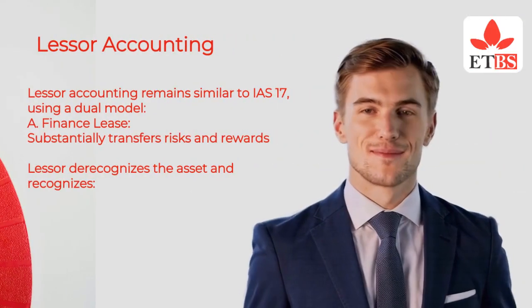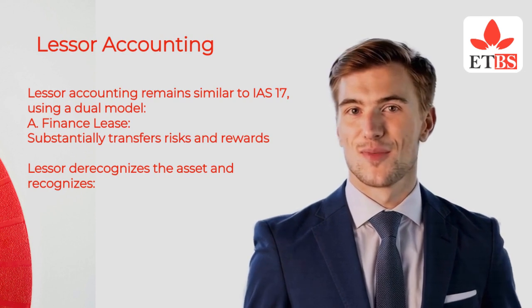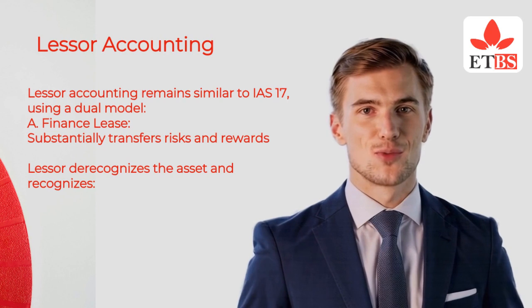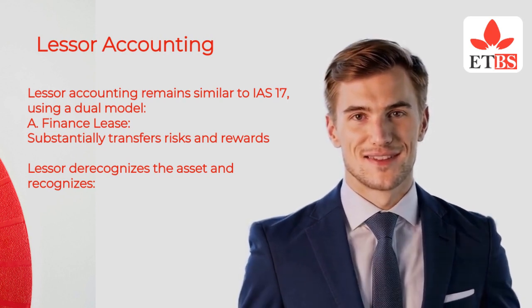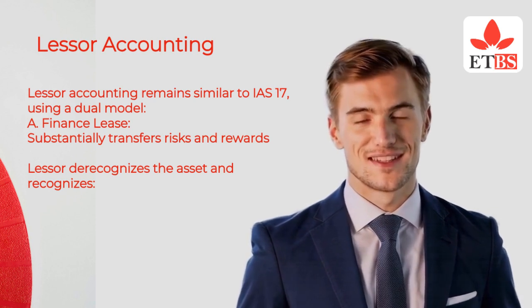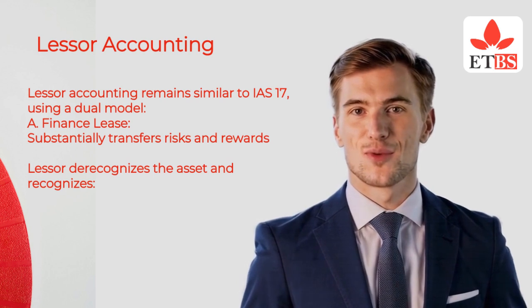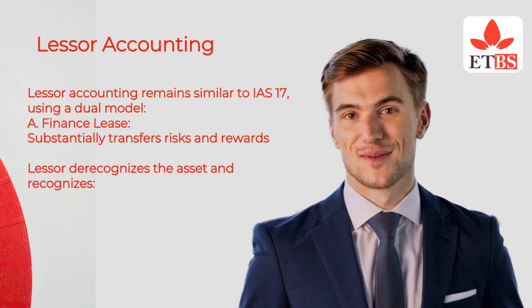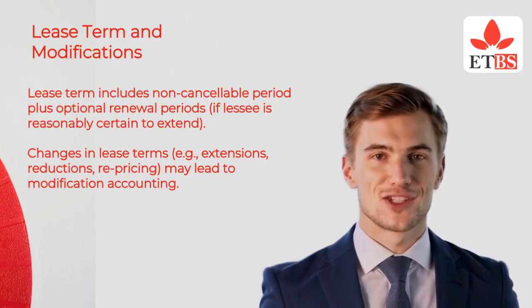Lessor accounting. Lessor accounting remains similar to IAS 17, using a dual model. A. Finance lease: substantially transfers risks and rewards. The lessor derecognizes the asset and recognizes a net investment in the lease, with finance income over the lease term. B. Operating lease: risks and rewards remain with the lessor, the asset remains on the lessor's balance sheet, and lease income is recognized on a straight-line basis.